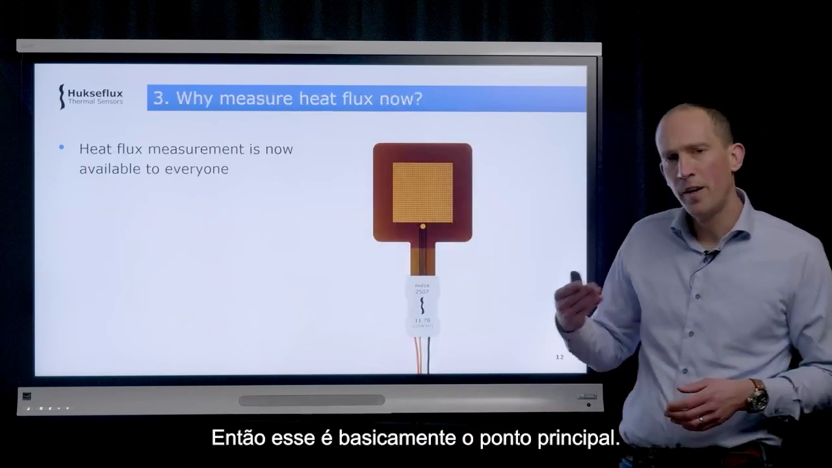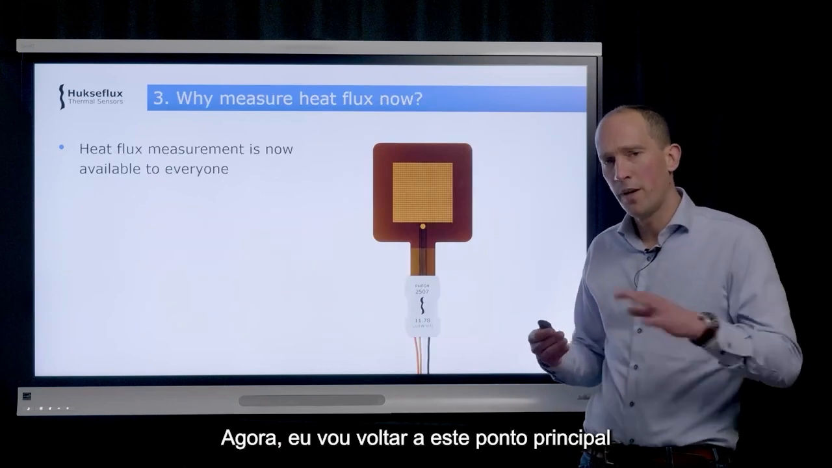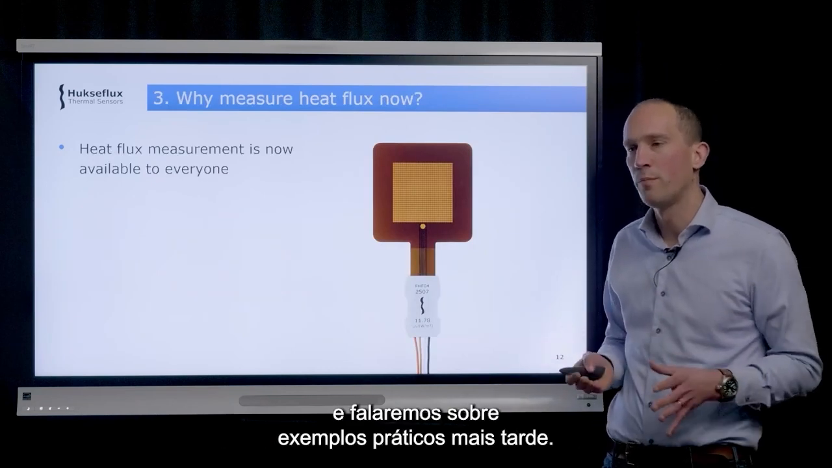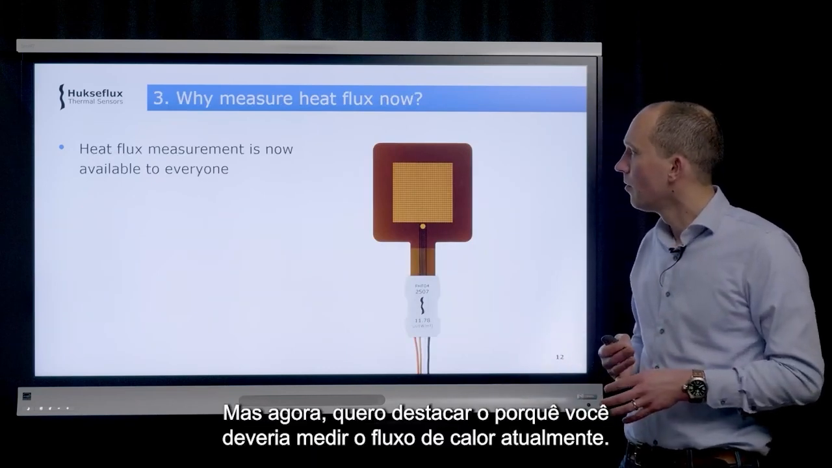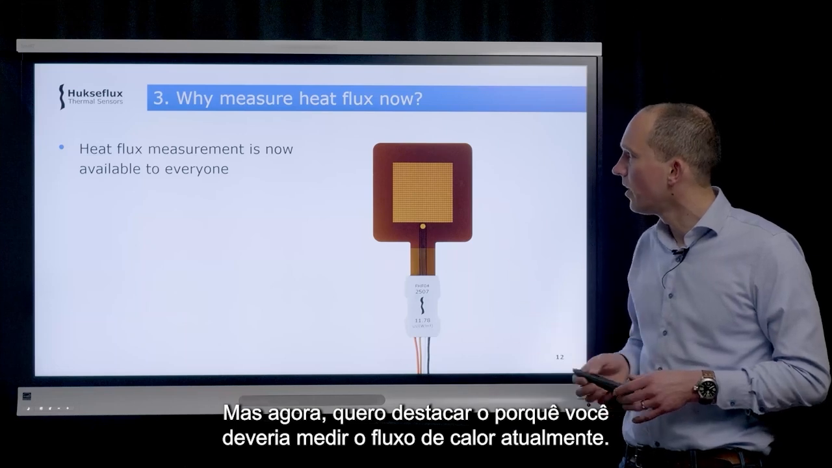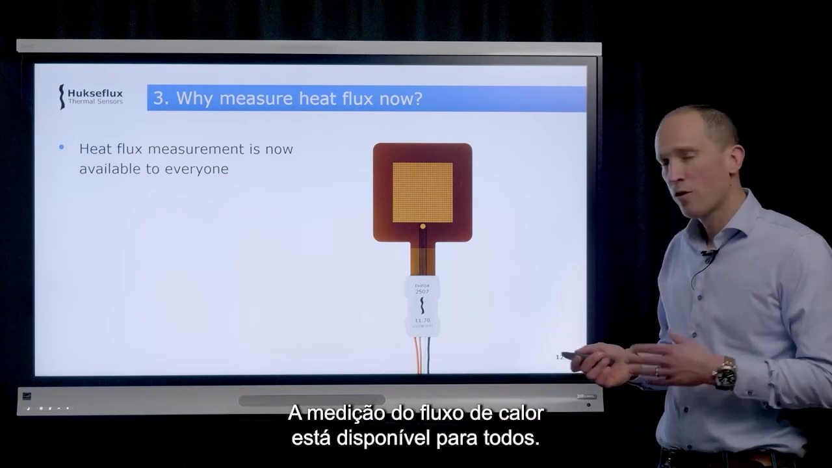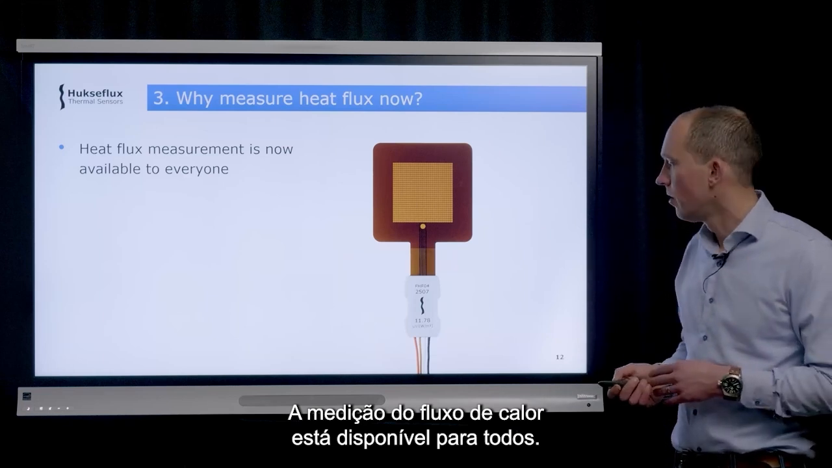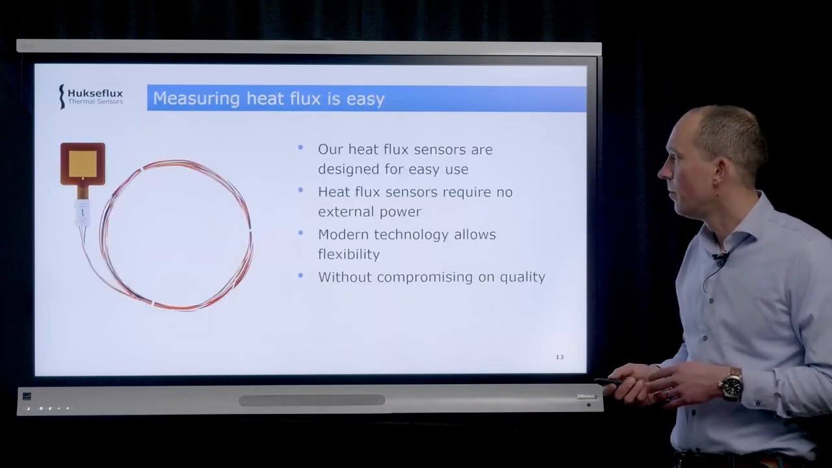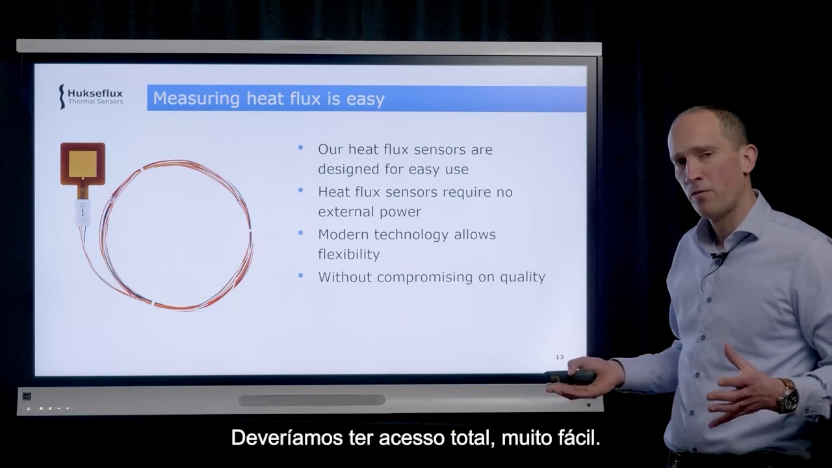So that's basically the main point. Now I want to get back to this main point when we talk about real-world examples later. But right now I want to highlight why you should be measuring heat flux right now. Heat flux measurement is now available to everyone. Measuring heat flux is very easy.